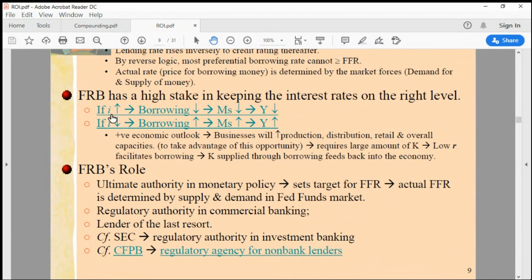Why? First of all, think about it. If the interest rate goes up, that's the nominal interest rate. What's going to happen to the borrowing? Borrowing, or the credit, goes down. If the borrowing goes down, what does it entail? This means money supply goes down. Why? Because companies are not borrowing. People are not borrowing because the interest rate is too burdensome, so they don't buy houses.